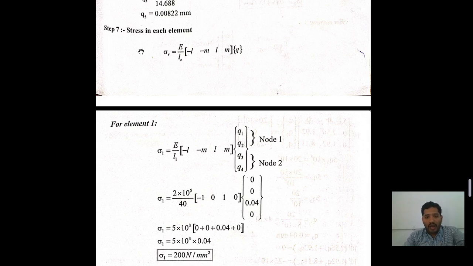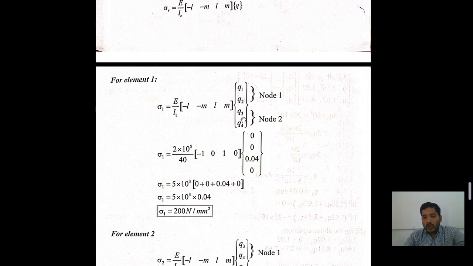We have the formula sigma is equal to modulus of elasticity by length of the element, minus L, minus M, L, M, and the nodal displacement. This minus L indicates minus cos theta, minus M indicates minus sin theta, cos theta and sin theta, and Q indicates the nodal displacement. Is it right? How many nodal displacements do we have? We have 4 nodal displacements, Q1, Q2, Q3, and Q4. Clear? And E by L1, minus L, minus M, L, and M. Clear? Q1, Q2, Q3, Q4.